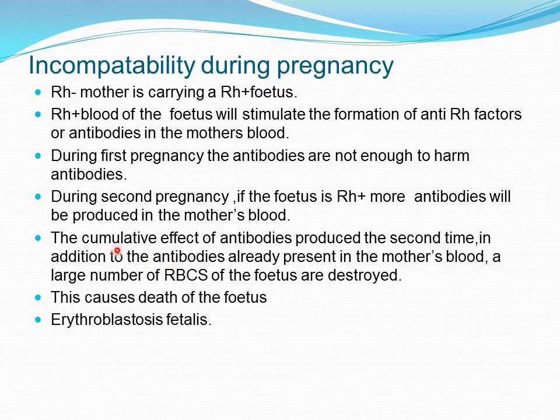The cumulative effect of the antibodies produced the second time is that they are large in number. They are already present in the mother's blood, and this time the antibodies are trying to destroy the RBCs of the fetus. So this causes the death of the fetus, a state where the fetus dies, and this is called erythroblastosis fetalis.